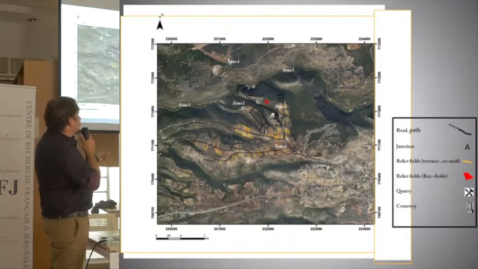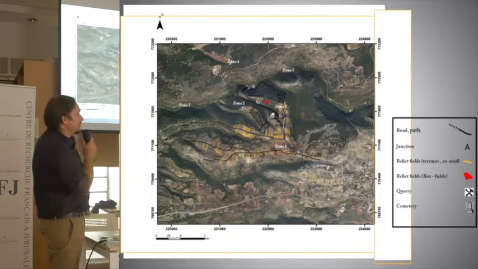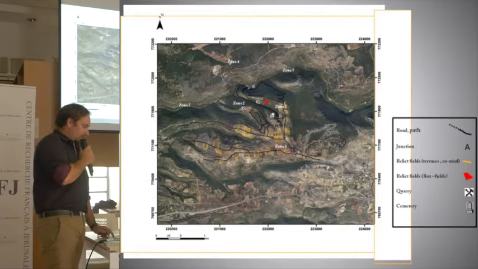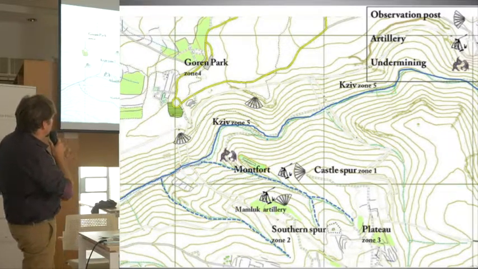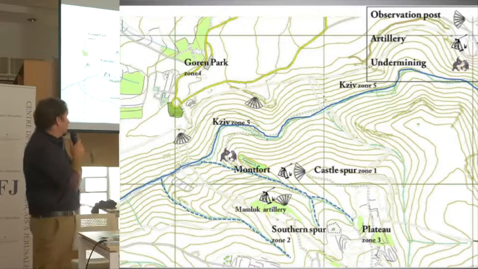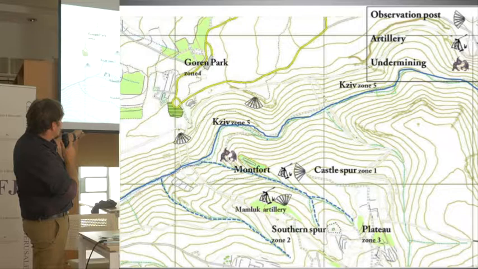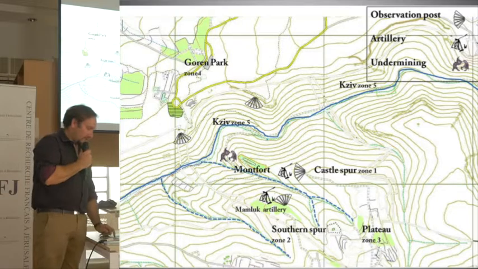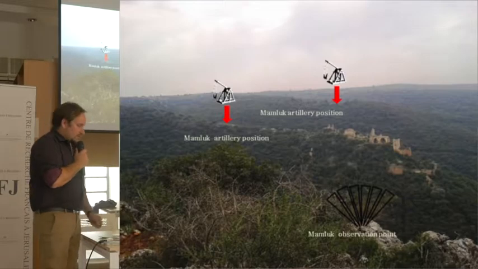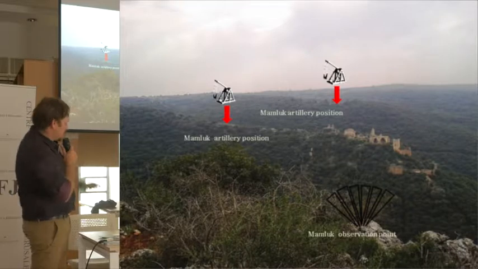Landscape reconstruction again brought much new light about a quarry, maybe even a cemetery in the area and other things, but it also allowed us to present a reconstruction of the different watch points and potential places for Mamluk artillery, judging by the range. So I think I found one position 200 meters to the east of the castle, on the castle spur itself, and another one on the spur which dominates the castle from the south. These are the two different positions.